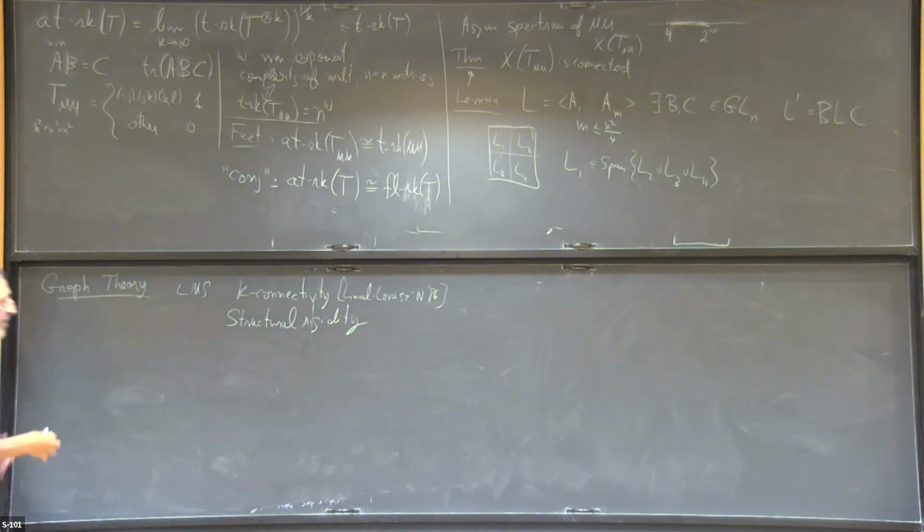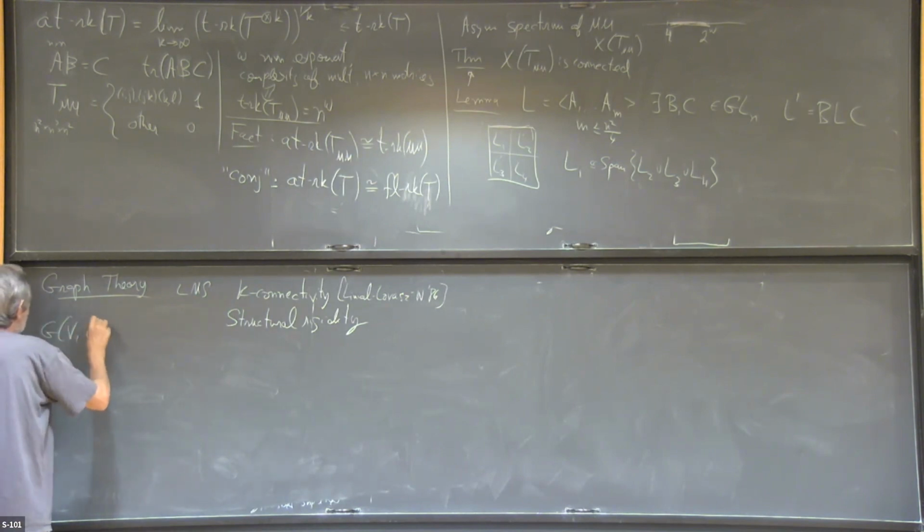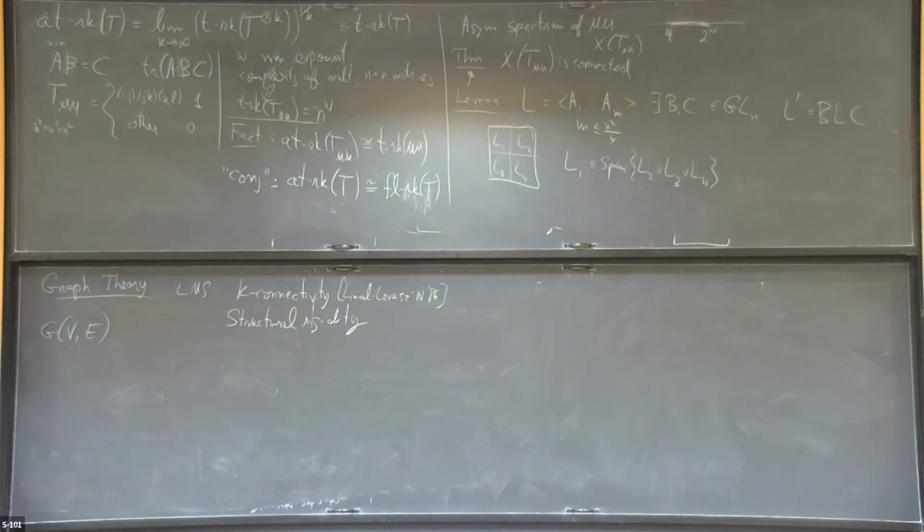And both of them are embeddings of vertices into space. So let me talk about structural rigidity, which is a very natural question about embedding graphs into space. So we have a graph, and we want to know whether it can sit in space in a way that will not move.